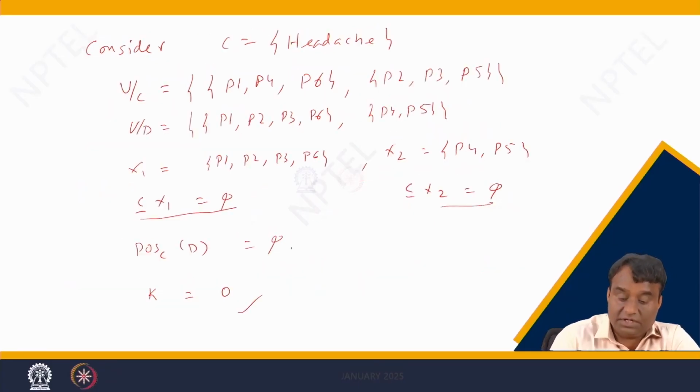Similarly, if you consider headache, the classes are {P1, P4, P6} and {P2, P3, P5}, and this is X1, this is X2. The lower approximation is empty because no class is a subset of that.